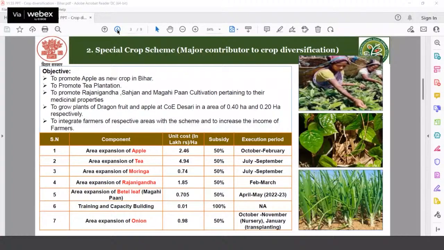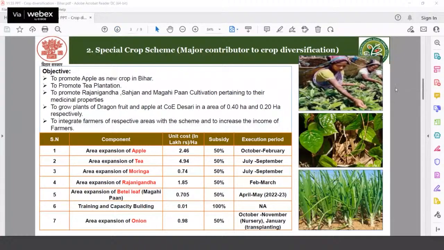And definitely enhancing the post-harvest management components around these horticulture produces. So I would like to share a few of the key schemes and initiatives which the Directorate of Horticulture is undertaking to enhance these crop diversification areas.